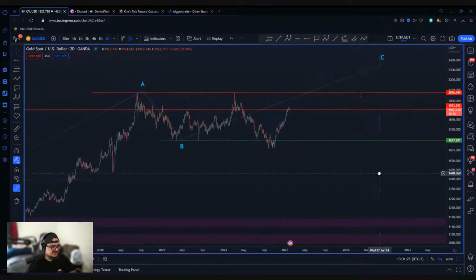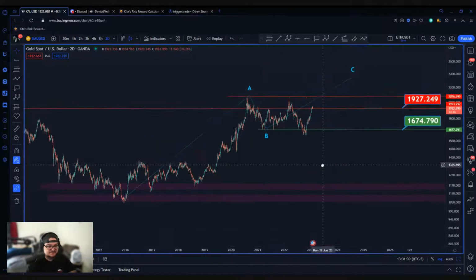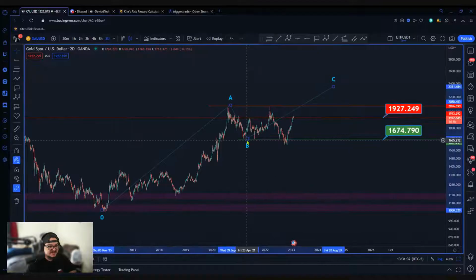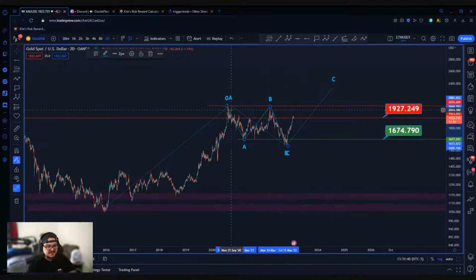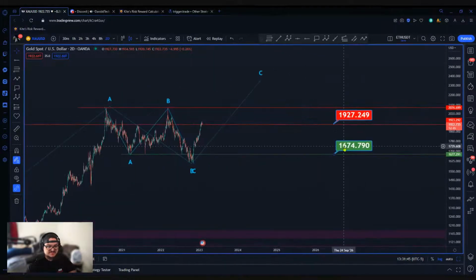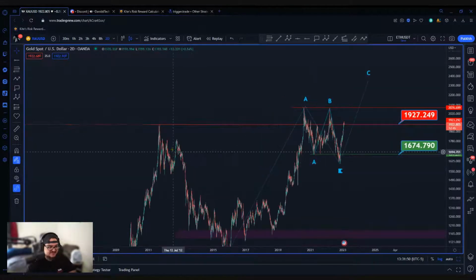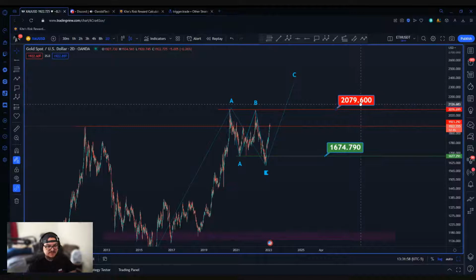So pretty much for gold, ultimately, I'm looking for a larger ABC to play out here. We have a completed B wave off of this pivot. This ABC has completed here. We did not put a higher high past the zero, so this does count as a larger ABC. So as long as we're above 1674, things are looking bullish. The macro pivot from this ABC is around 1927. Sorry, 1922, 24. But ultimately, looking for a push higher past the 2079 region.